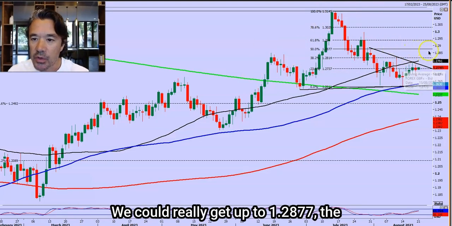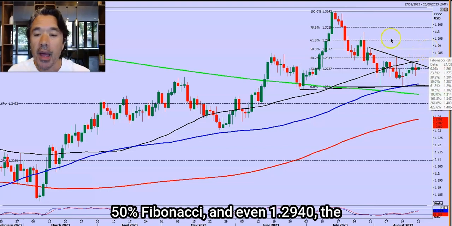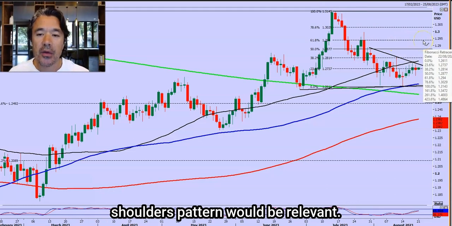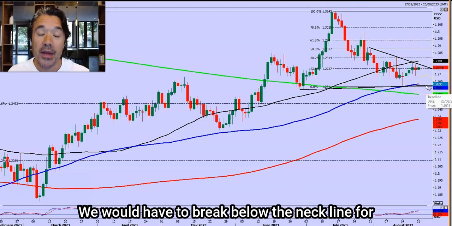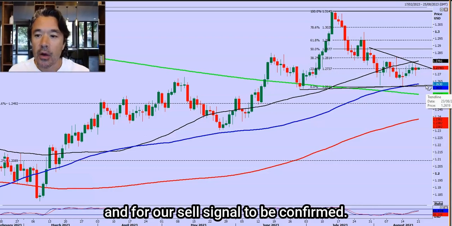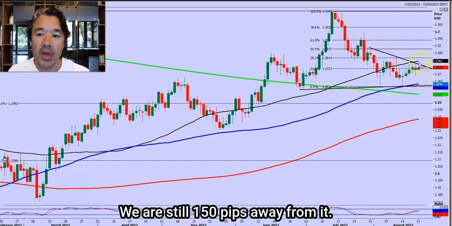We could really get up to 128.77, the 50% fib, and even 129.40, the 61.8% fib, and still the head and shoulders pattern would be relevant. We would have to break below the neckline for this head and shoulders pattern to be completed and for our sell signal to be confirmed. We are still 150 pips away from it.